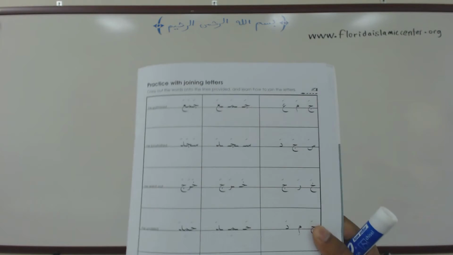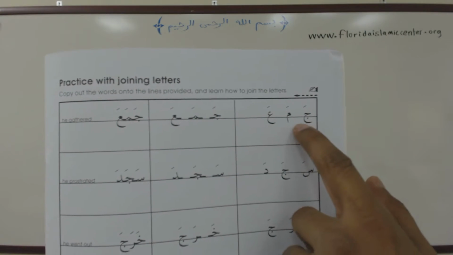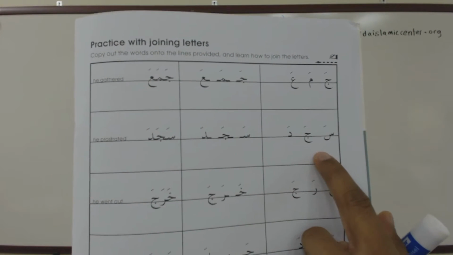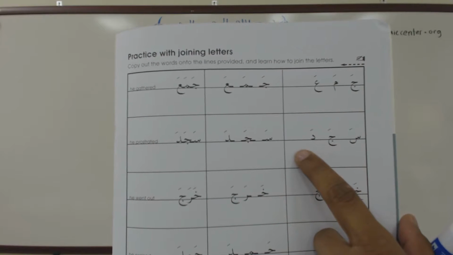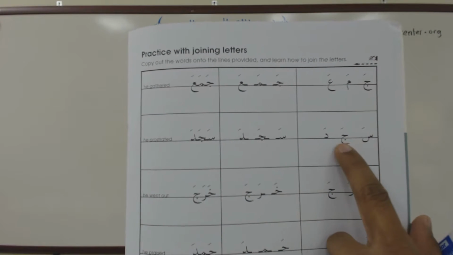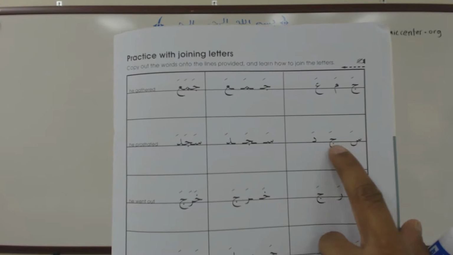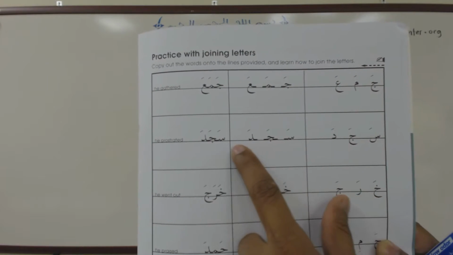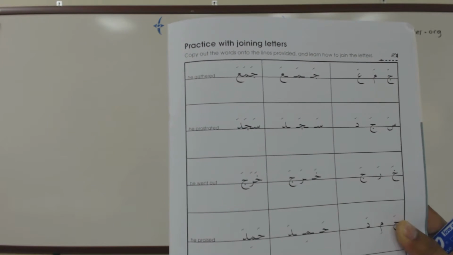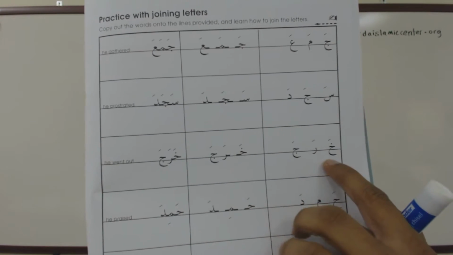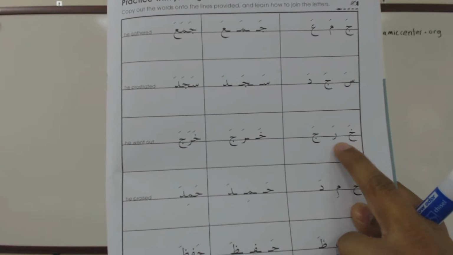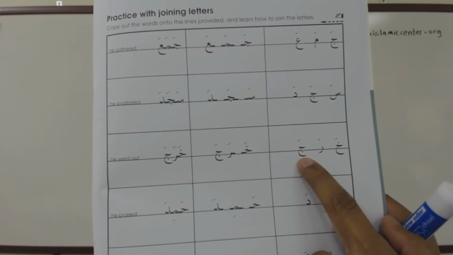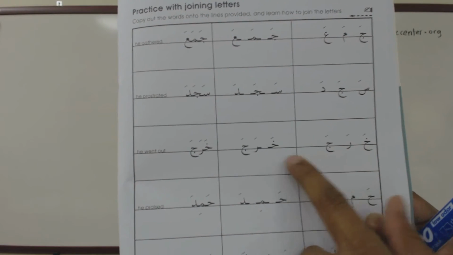So let us continue. Jama'a. The one after that at the bottom is what? Sajada. Sin, jim, and then dal, right? Sajada means to prostrate, like when you pray and you prostrate. What's next? Kha, ra, kharaja. Very good. Kharaja. Next.